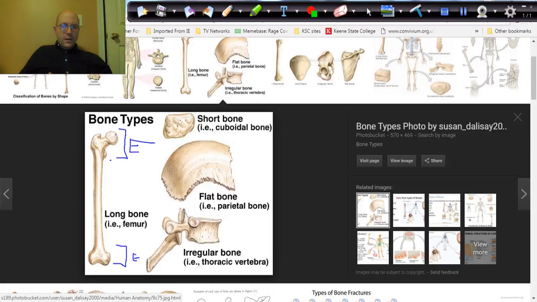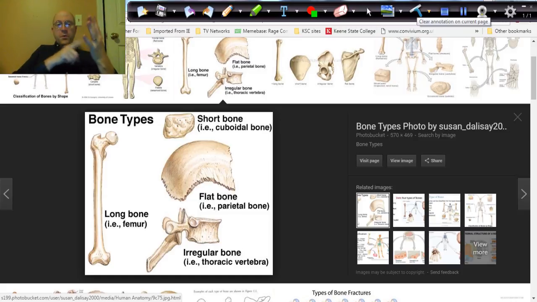Whereas the shaft section here, typical of a long bone, is called a diaphysis. Right? So two epiphyses and one diaphysis. This includes things like the bones that are in your fingers, the bones that are in your palm. Not the ones in the wrist. Those belong to the short type.